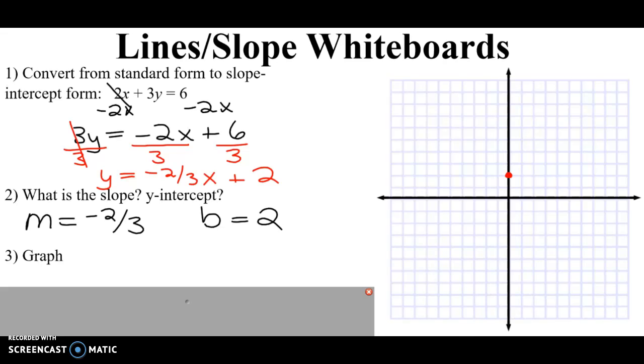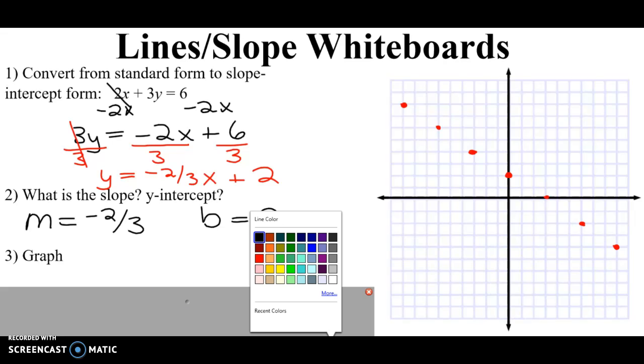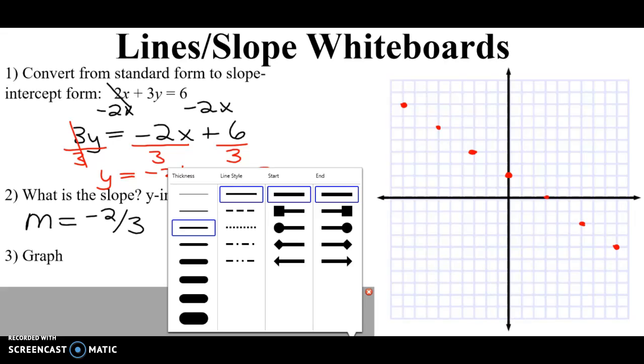So what does a rise of negative 2 mean? Down 2, and then a run of positive 3 is right 3. So we're going to go down 2, right 3. Down 2, right 3. What else can we do? Up 2, left 3. We're going to do the exact opposite. Just continue the line the other way. Up 2, left 3. And then you can connect it with a straight line.